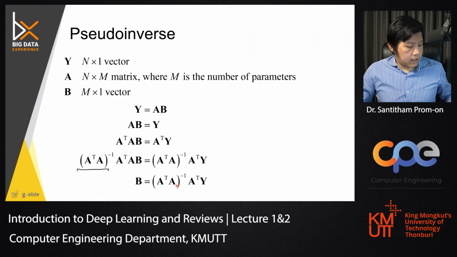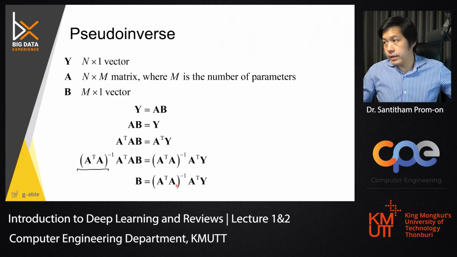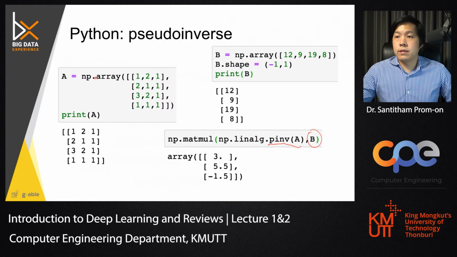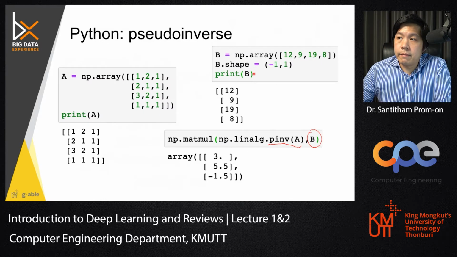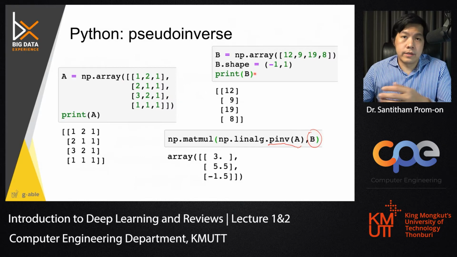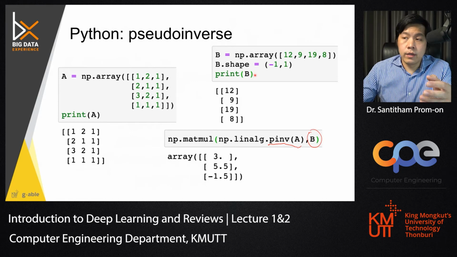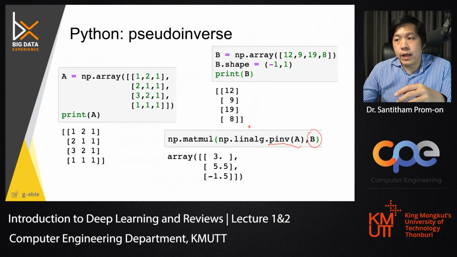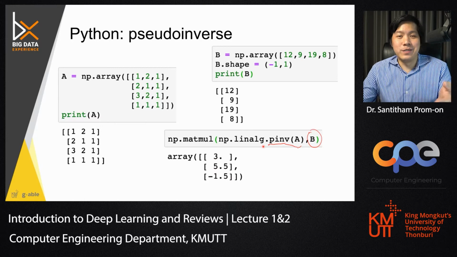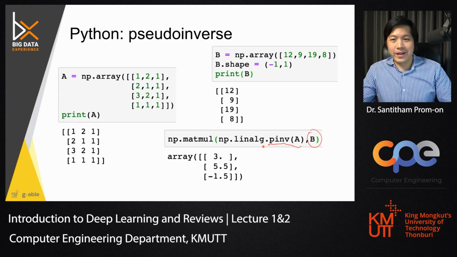So here, let's implement it. Here I have the array of A and B, and I want to find the X and the C1, C2, and C3. How do I work on that? What I did here is to use the pinv, the pseudo inverse of A, multiplied by B. You get 3, 5.5, minus 1.5. You may call me cheat because pinv just finds the pseudo inverse for you.